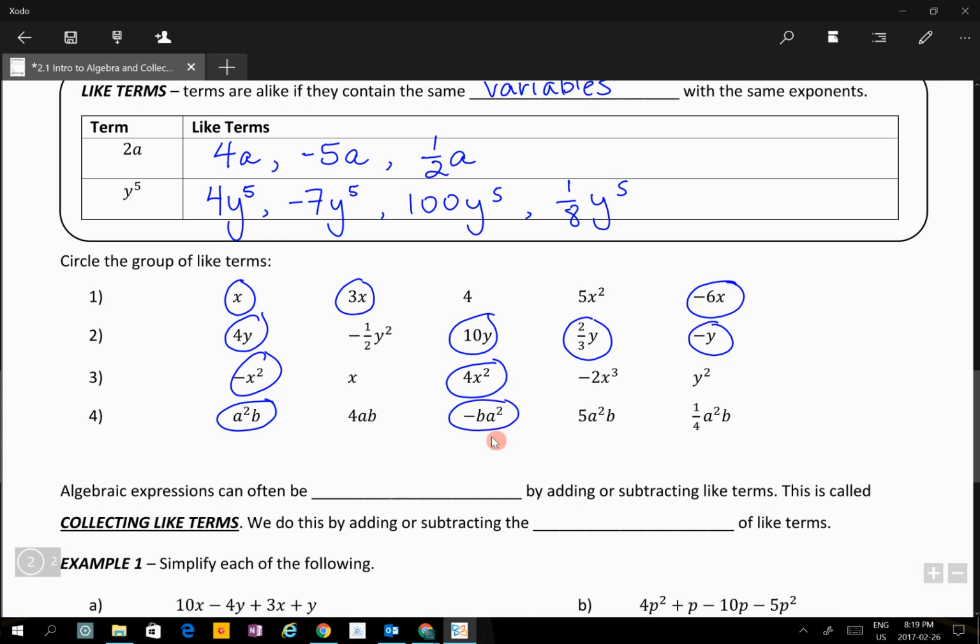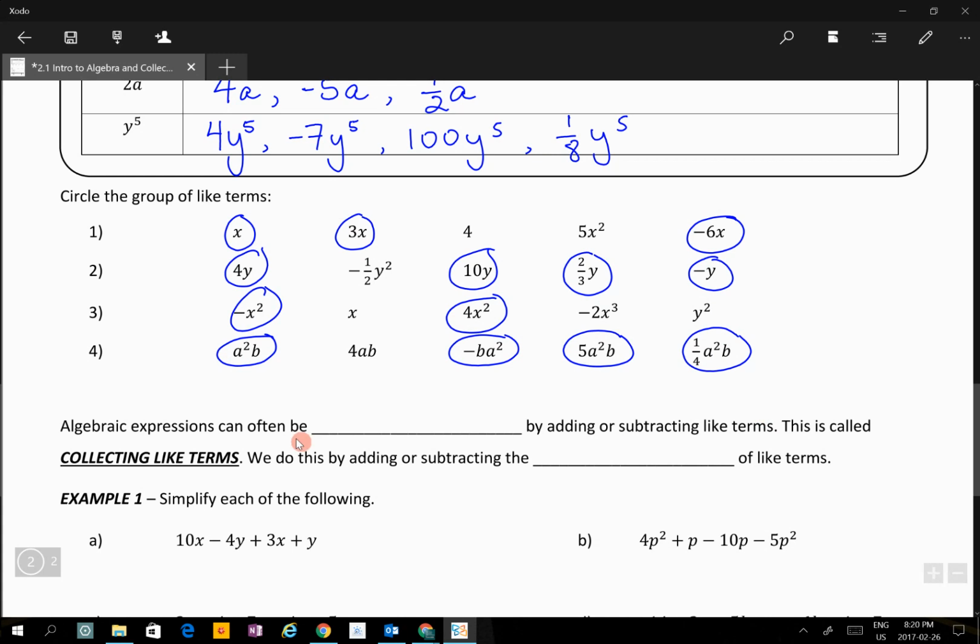Negative coefficient is fine. And the ordering does not matter either, as long as it's the same variables with the same exponents. Okay. If it was b squared a, that would not work. It has to be a squared and b. Here again, I have a squared and b, so I'm going to circle that. And here I have an a squared and b, so I'm going to circle that.